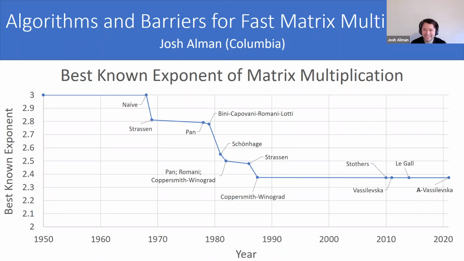Hi, everyone. So today I'm going to tell you about fast matrix multiplication. Here's the graph of the best known exponent of matrix multiplication over time. The best known number omega over here, such that we know how to multiply n by n matrices in n to the power of this exponent omega operations or time.